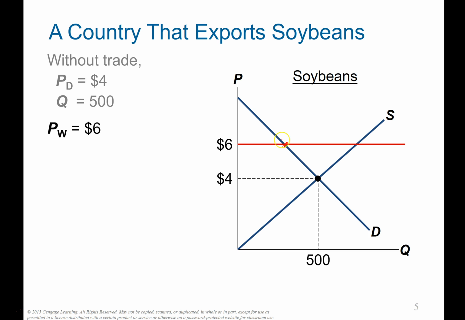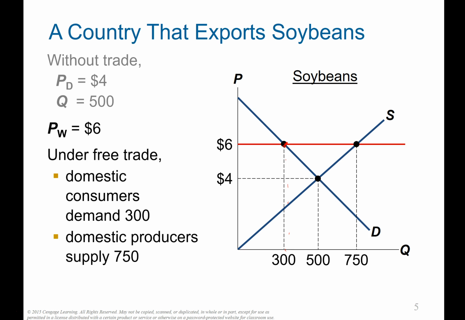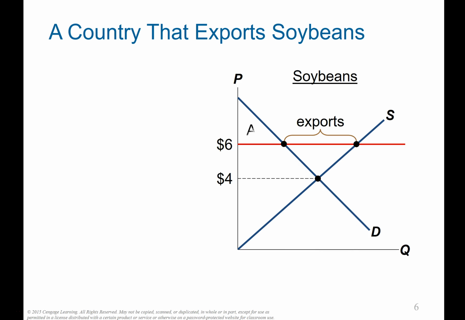Consumers are demanding at that $6 price a lower quantity, and we can put those numbers in here, of 300. And we can see that at that world price, there is a supply of 750 units of soybeans. And so right away we can see that there's a surplus here because the price is above the equilibrium price. And that surplus is the exports, the amount that they're going to be exporting. So we can pretty easily see that the quantity of exports is going to be from 300 to 750, which is 450 units of soybeans are going to be exported. So not too hard to see.